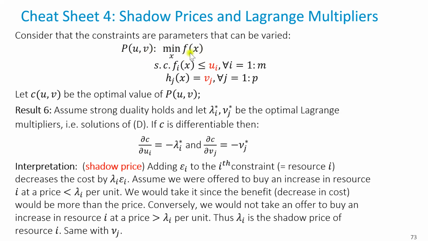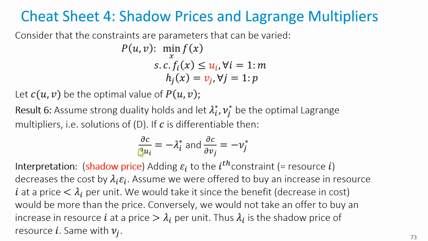And I want to minimize something, so that means I interpret f as a cost. If I wanted to maximize, I would interpret f as a value function, but here I interpret f as a cost. For every value of u and v, let me call c(u, v) the optimal value of this problem. Then we have this result: if strong duality holds and if c is differentiable (if it's not, we have a weaker statement with subgradients, but let me skip this technicality), the derivative of the optimal cost with respect to the constraints is given by minus the optimal Lagrange multiplier.